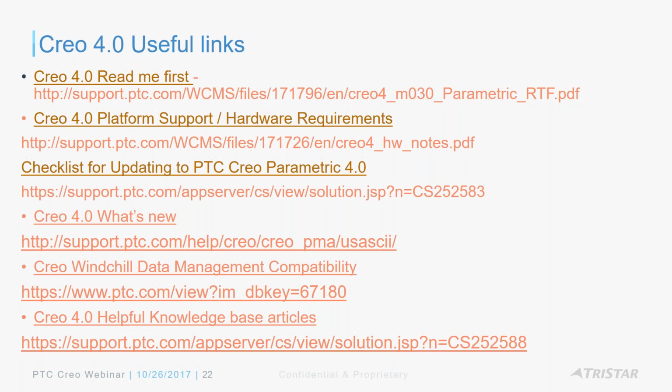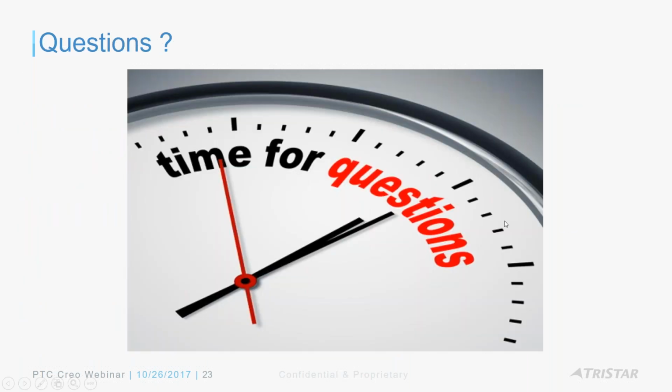And if you use Windchill PDMLink, what about compatibility? What Windchill release should you be on in order to install and work with Creo 4? All that information is available, including a lot of knowledge base articles. So let me see if we have any questions in the question area.